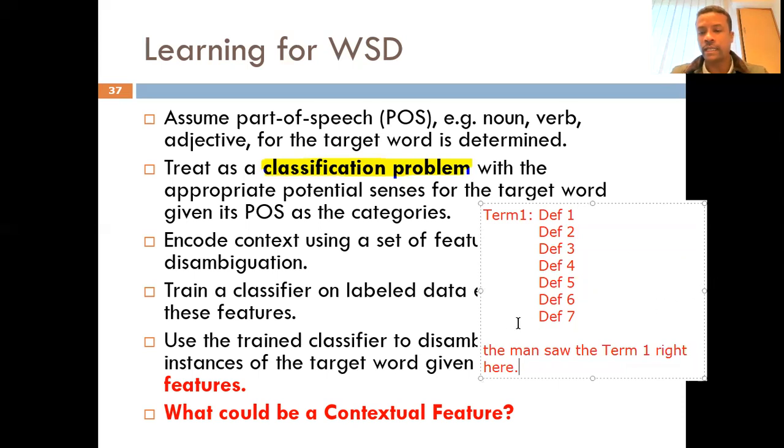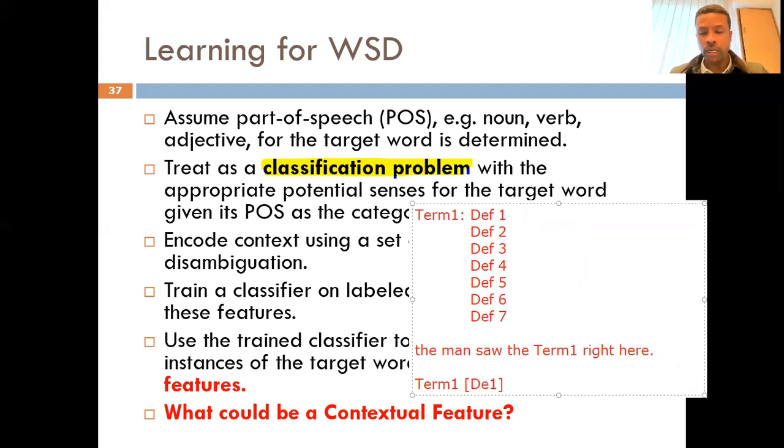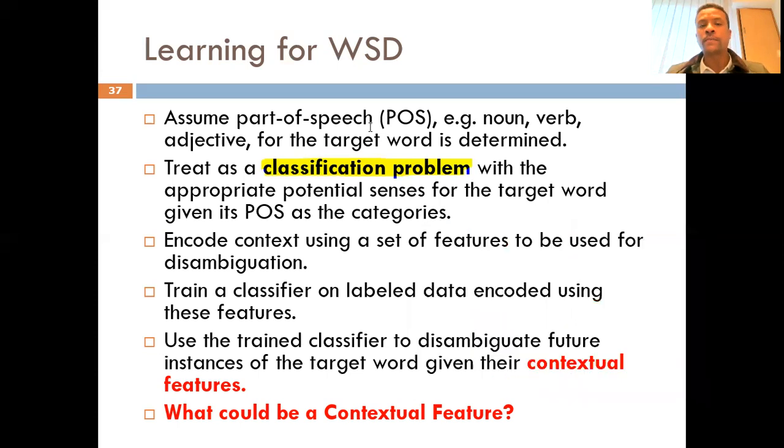Okay, let's say that you have this sentence. Now the question is, what is the sense of term 1? Is it definition 1, 2, 3, 4, 5, 6, 7? Now the question is to make a classification. Term 1 should be one of these. It has to be definition 1 or definition 2, up to definition 7. Now the question is to classify term 1 to one of the 7 definitions that we have. That's why we say that word sense disambiguation is a classification problem.